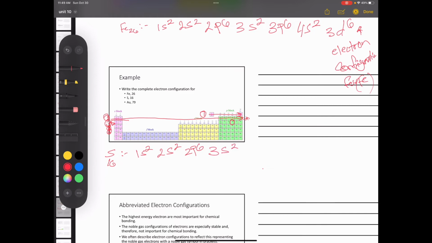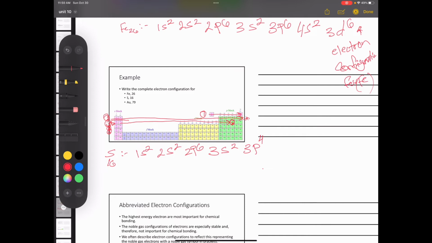I have not reached my 16 atomic number on the p block. So this will continue down this way. So how many electrons do I have in the 3p orbital? I have 1, 2, 3, 4. So that is 3p4. Okay?